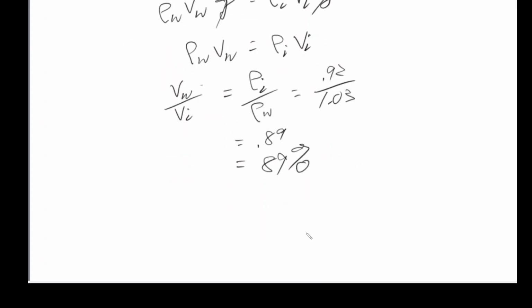So the volume of the water displaced, which is the volume of the iceberg submerged, to the total volume of the iceberg is 89%, which means that the volume of the iceberg that is exposed is 11%. So this is the percent of iceberg exposed above the surface of the ocean.